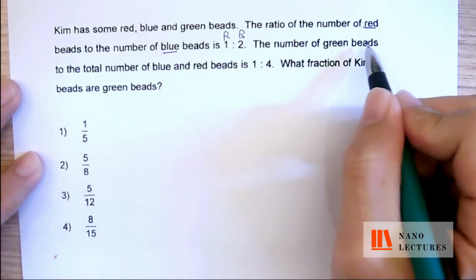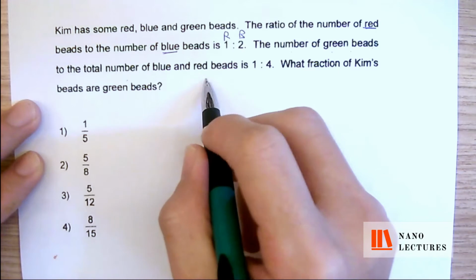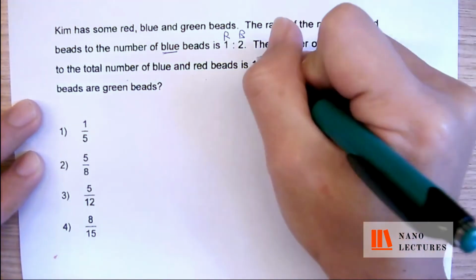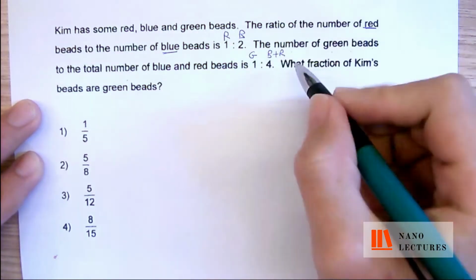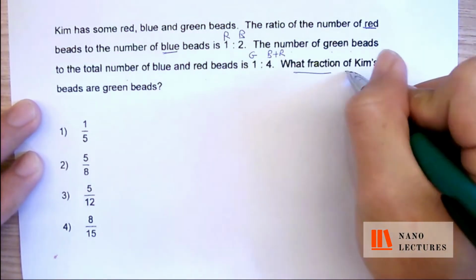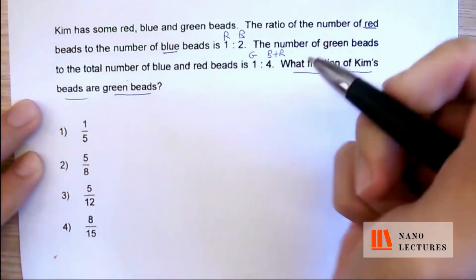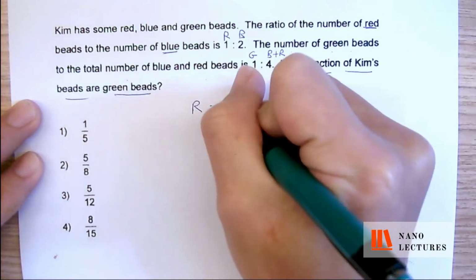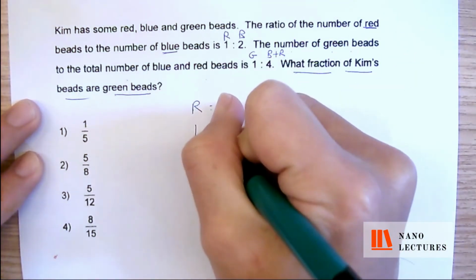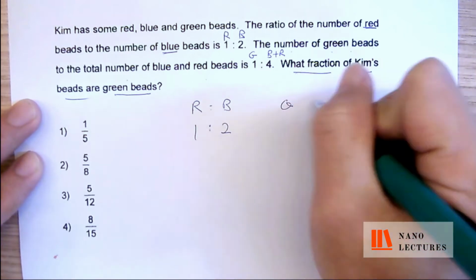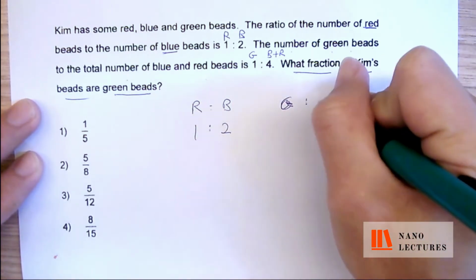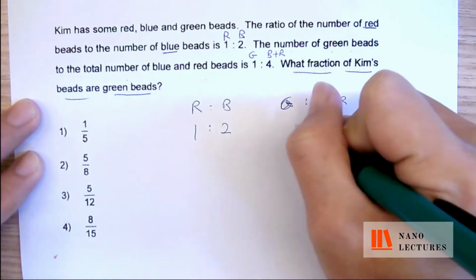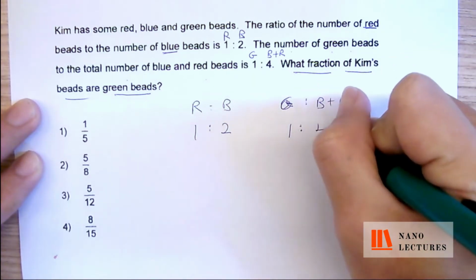The number of green bits to the total number of blue and red bits is 1:4. Okay, so this is green and this is blue plus red. Alright, so what fraction of Kim's bits are green bits? So I'm just going to rewrite. R to B is 1:2 and G to B plus R will be 1:4.